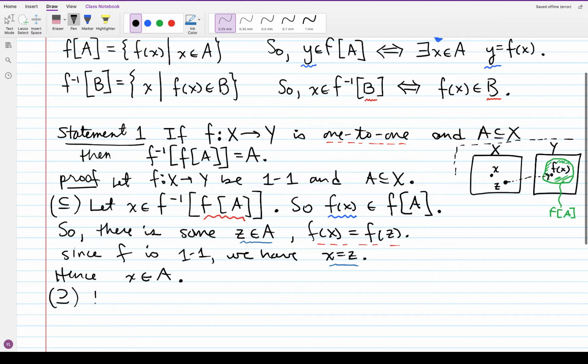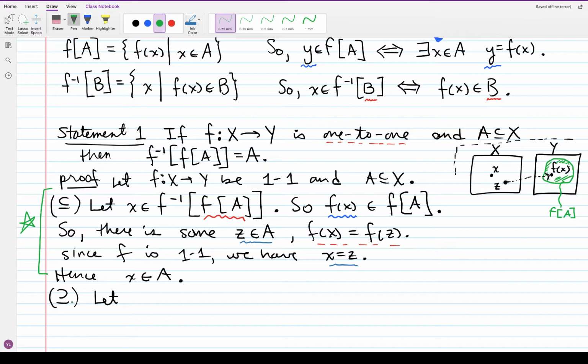Okay, now we're going to go ahead and do the other direction of the proof. And as I noted in class, this half of the proof uses the fact that f is one-to-one. In order for this set to be a subset of A, it actually is required that f is one-to-one.